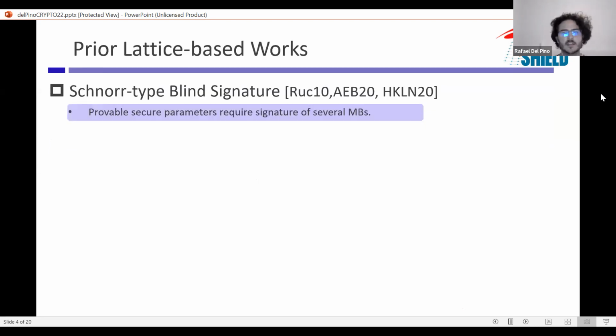In fact, there have been a lot of works on trying to do blind signatures on lattices, and all of them have some caveats. A first line of work was started by Rückert in 2010, and the last paper being by Hauck et al. in 2020. The problem of this line of work, which is based on the Schnorr type blind signature, is that the first few papers had a wrong proof of security. So Hauck et al. repaired this proof of security at the cost of having a signature that is of several megabytes.